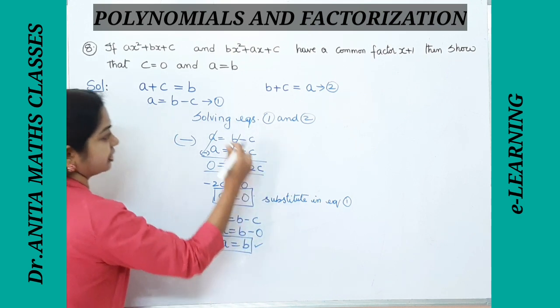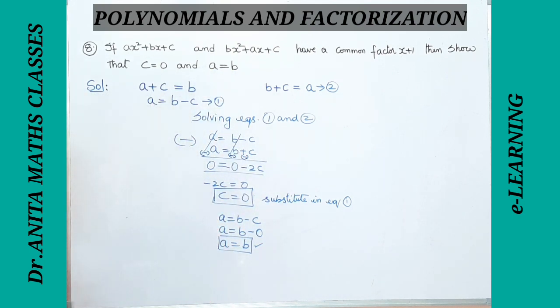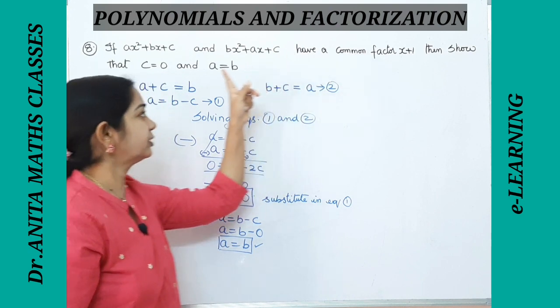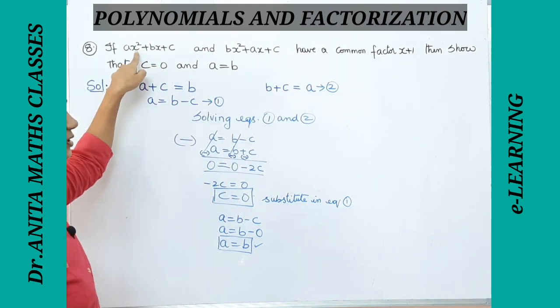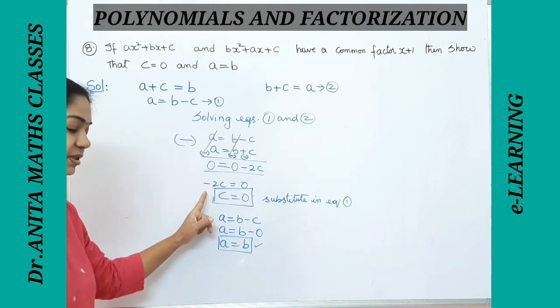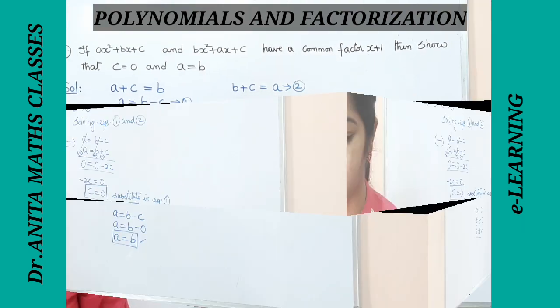These two conditions we have proved, a equal to b and c equal to 0. We started with the condition that it is a common factor, a factor for this and a factor for this. Now we have checked the condition and we have got the result. Pause the video and note it down.